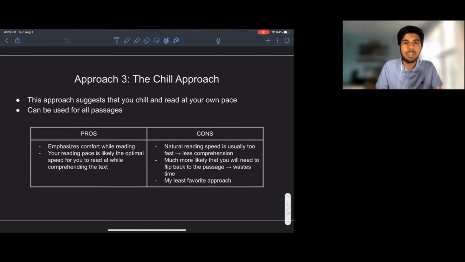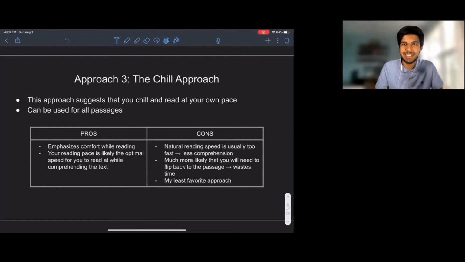So because of that, we should be adopting a slower reading pace for the SAT, where we do have to be answering all of these questions afterwards. Additionally, since we have such a naturally faster reading pace than we should be having, it's much more likely that you'll have to flip back to the passage to answer some questions, and that just wastes time.